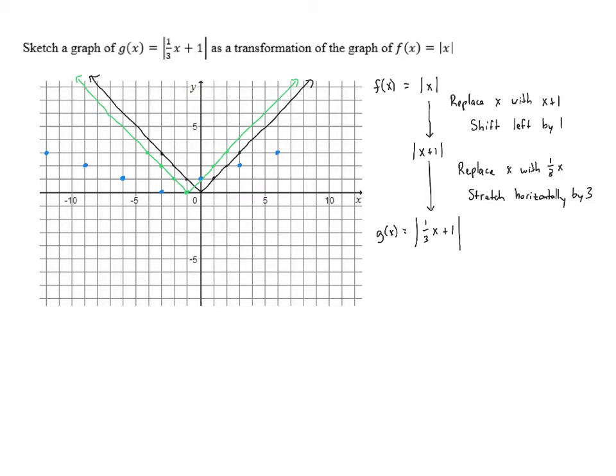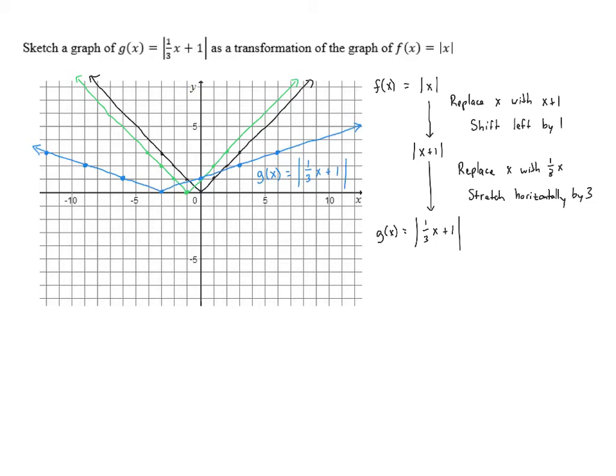And so now we've got all of these points. We can draw the graph that goes through them, remembering that it's going to end up being a V shape. And we end up with a graph that looks like this. And this is the graph of g of x equals the absolute value of 1/3 x plus 1.